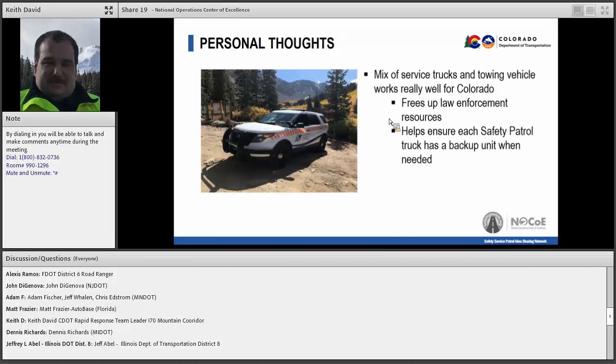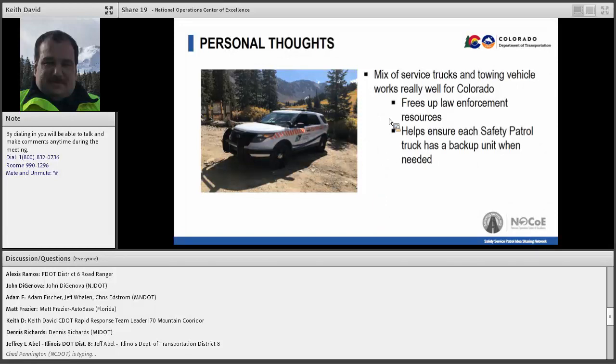And then for the mountain courtesy, they ride along with a local driver or an experienced driver up on the mountain, and then they usually get the online TIMS course. That's really it for training. I believe, in my opinion, that the mix of service trucks and tow trucks is the right setup.